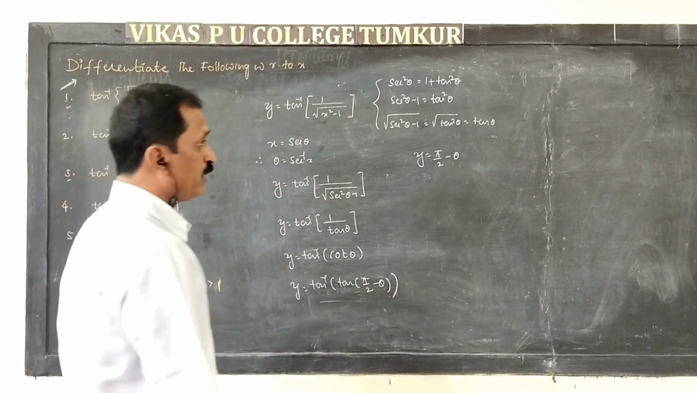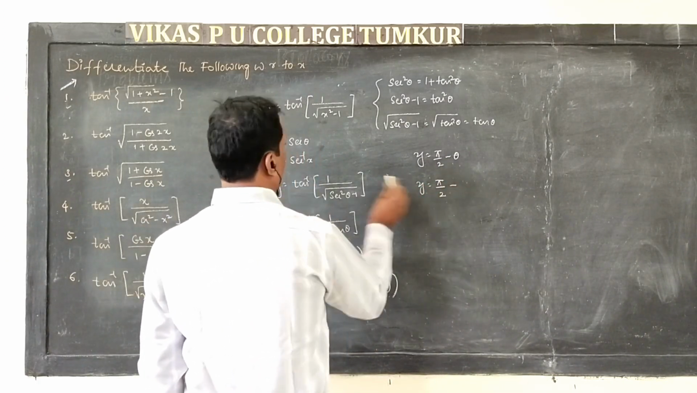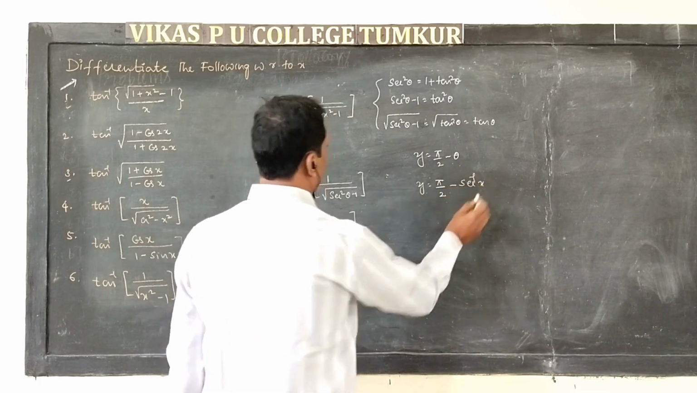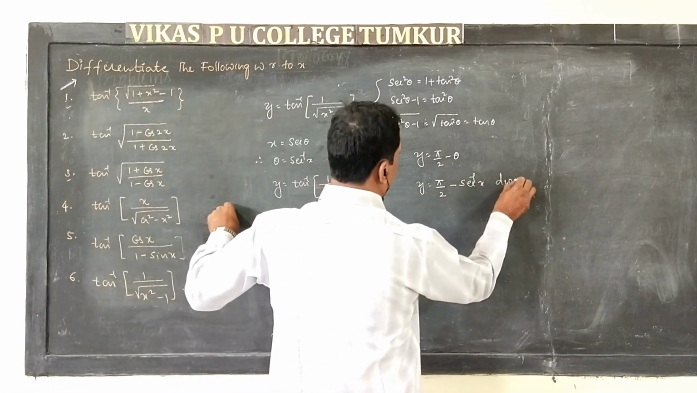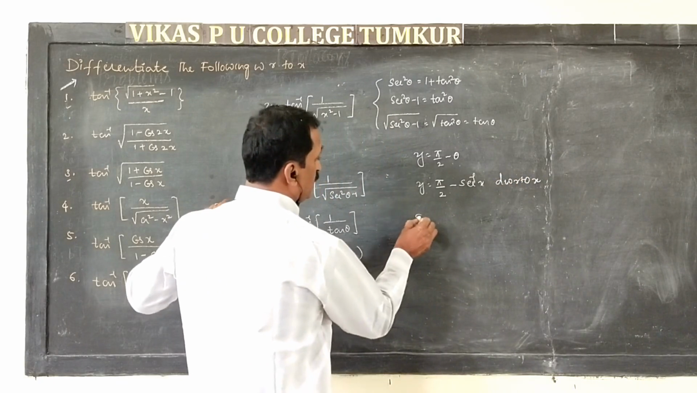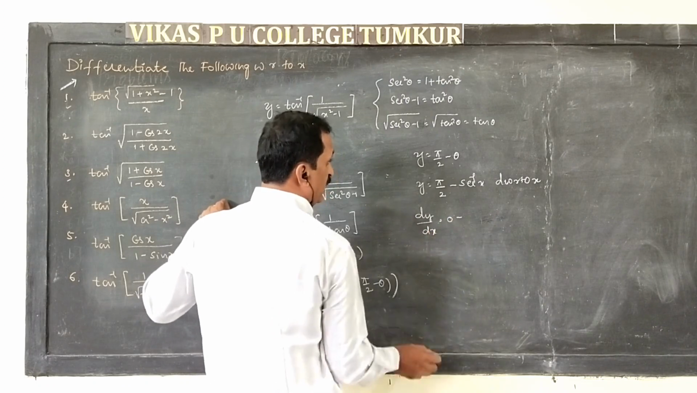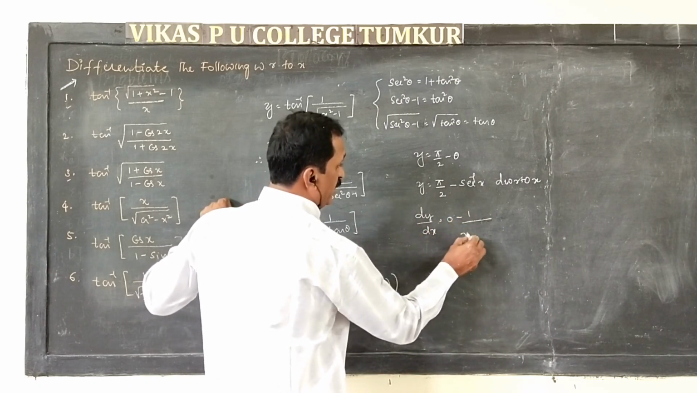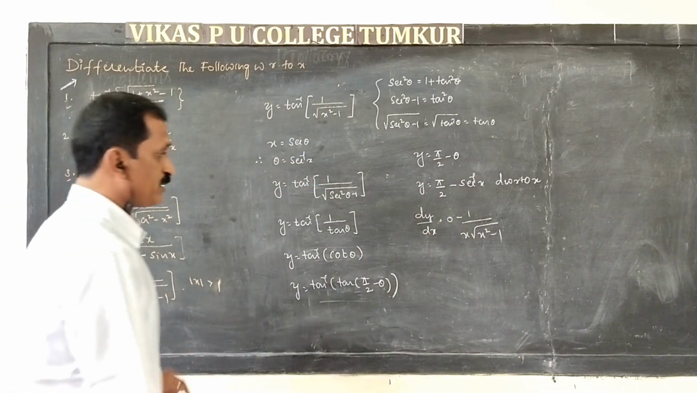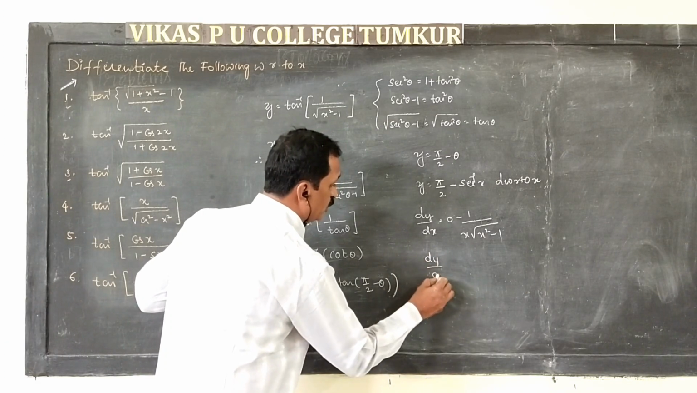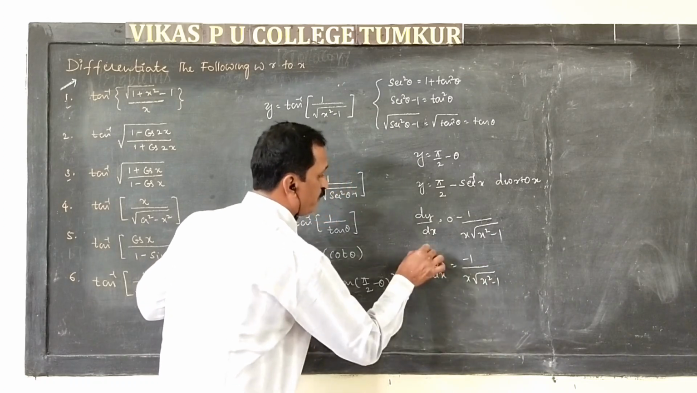Now differentiate. Substituting theta, y is equal to pi by 2 minus secant inverse of x. Can you differentiate this? After differentiating with respect to x, dy by dx is equal to the differentiation of pi by 2, which is 0, minus the differentiation of secant inverse of x, which is 1 by x into root of x square minus 1. So the final answer is dy by dx is equal to minus 1 divided by x into root of x square minus 1. That's all.